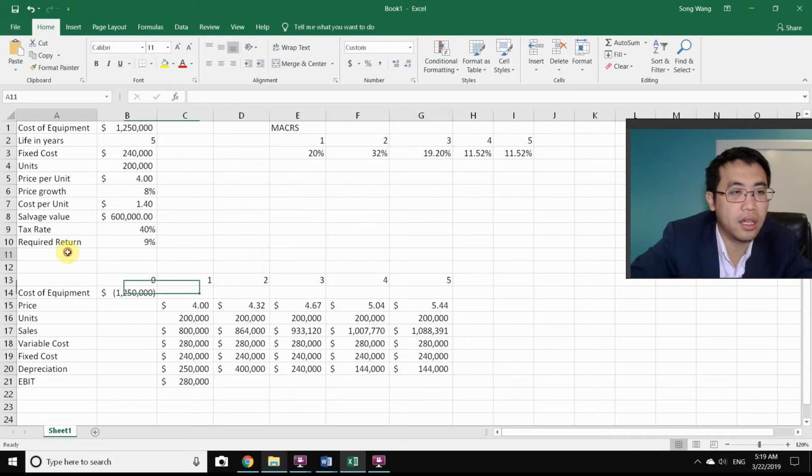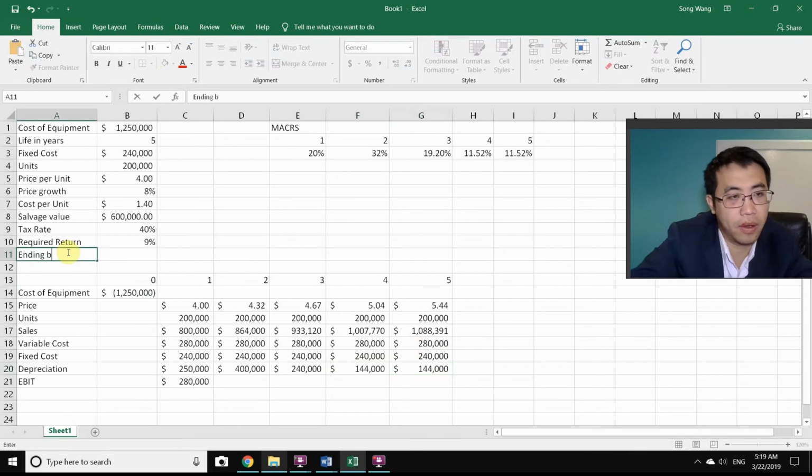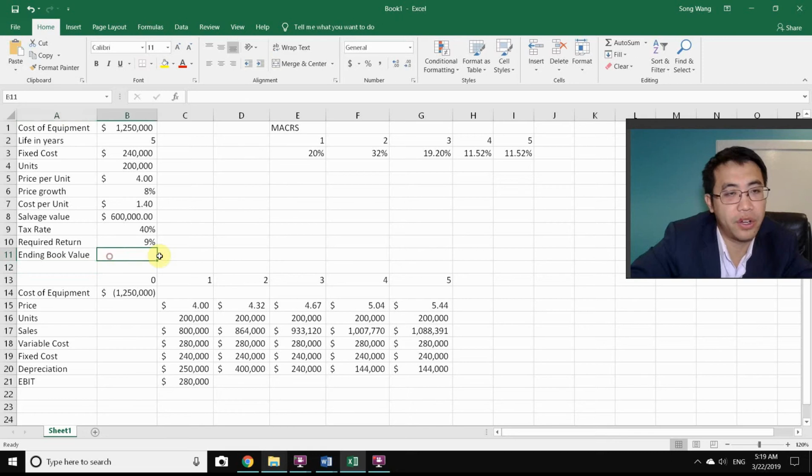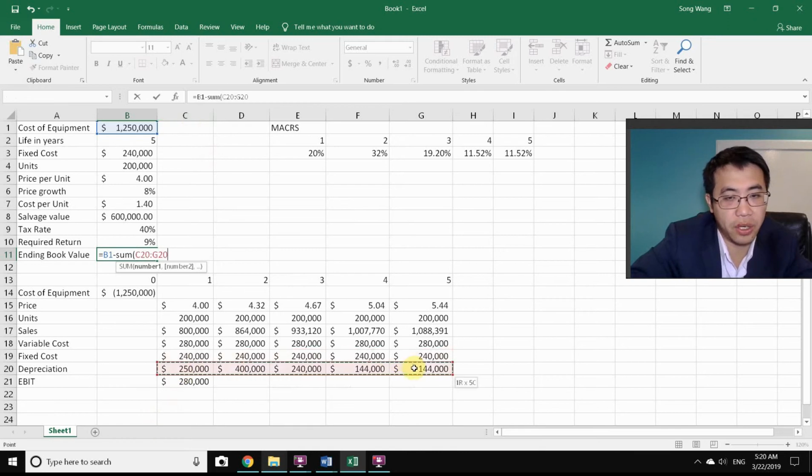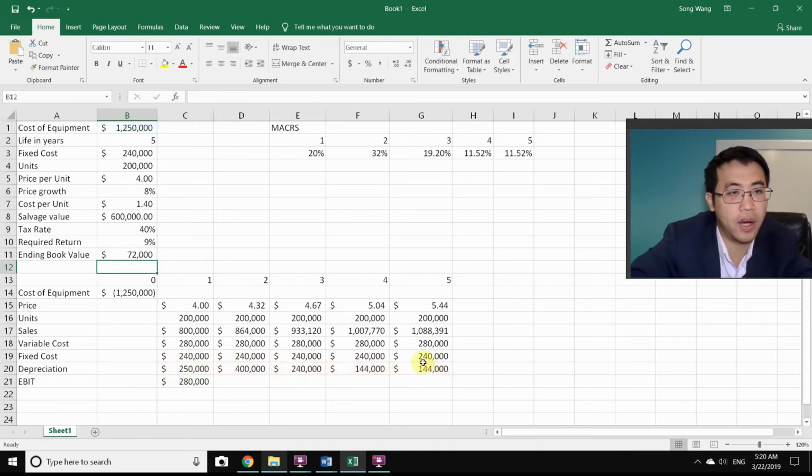And then you can get the ending book value based on the depreciation of all the 5 years. It is this total value minus the sum of all the depreciation. All right, so that's your ending book value.